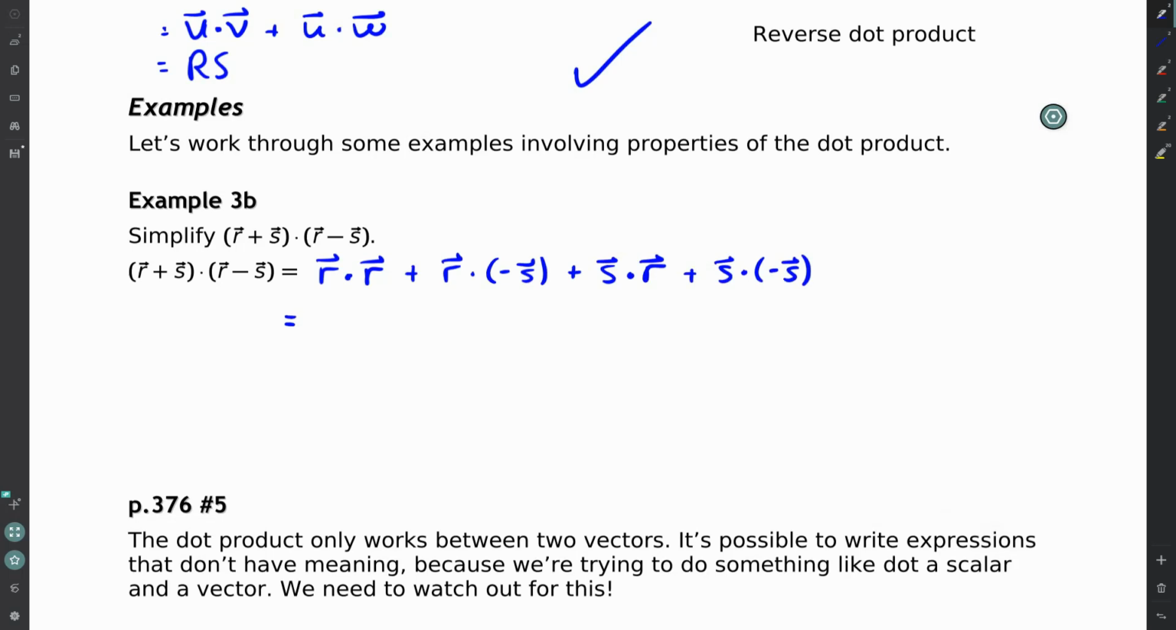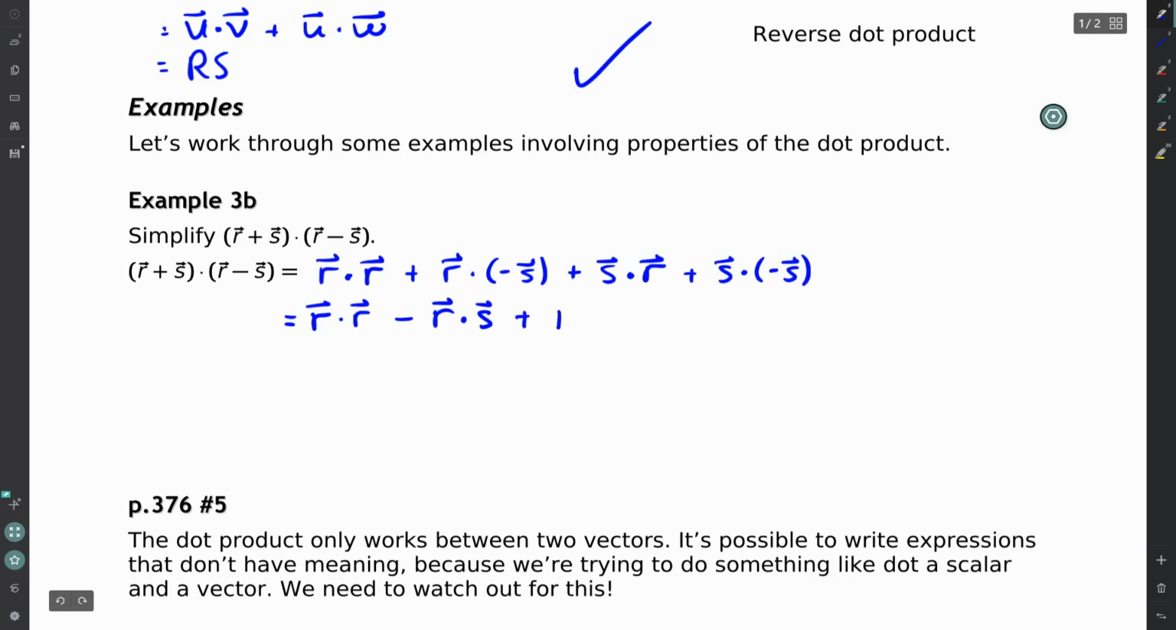Now we can make some simplifications. r dot r, leave that for now. r dot negative s is the same thing as the negative of r dot s, because that negative on vector s is the same thing as multiplying by negative 1, and the associative property for the dot product says that it doesn't matter which multiplication you do first. You can do that scalar multiplication or you can do the vector multiplication. Any order doesn't matter either, so we can bring that negative out front.